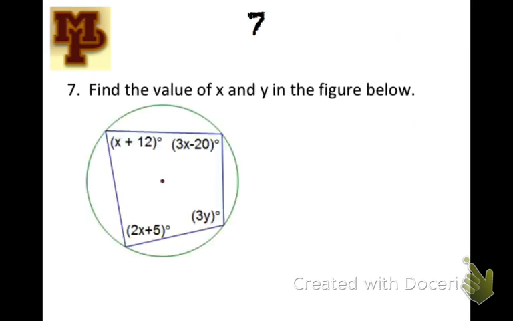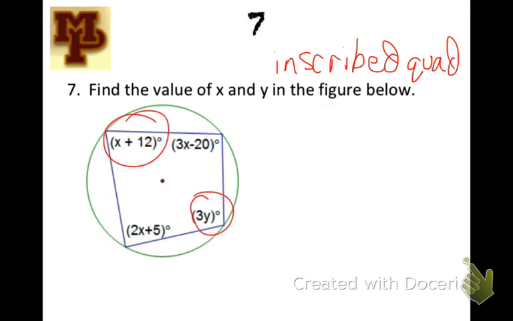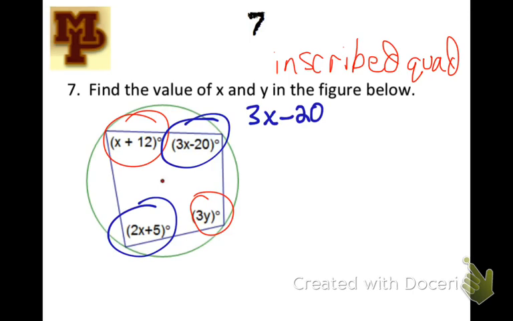Okay, this is an inscribed quadrilateral. When you have an inscribed quadrilateral, the opposite angles are supplementary. So these ones here are the ones we need to do first. And we would add them together and set them equal to 180.